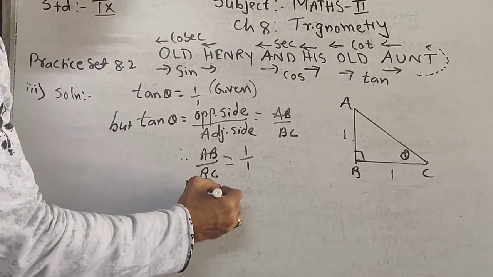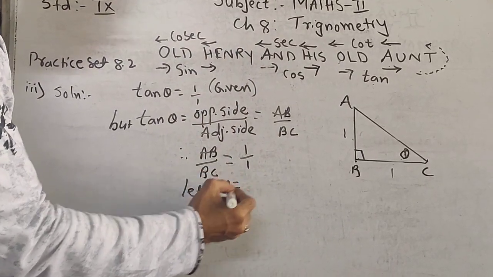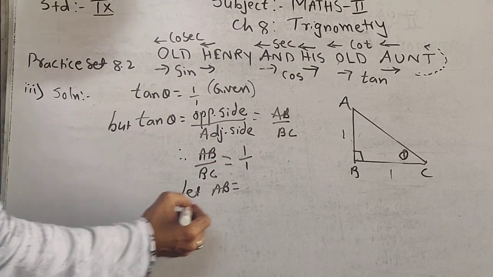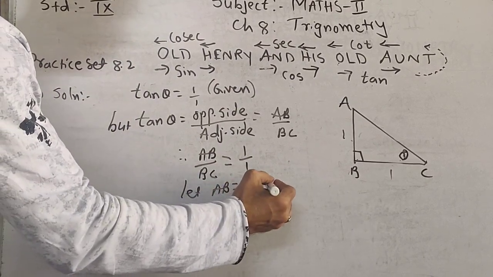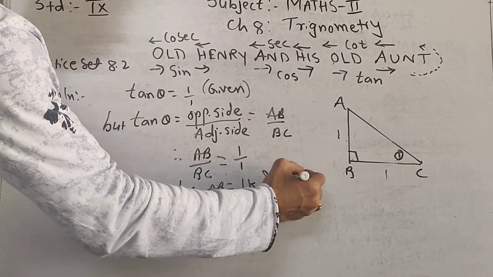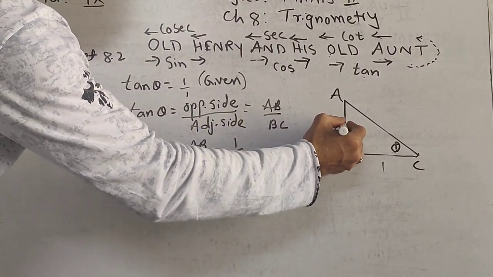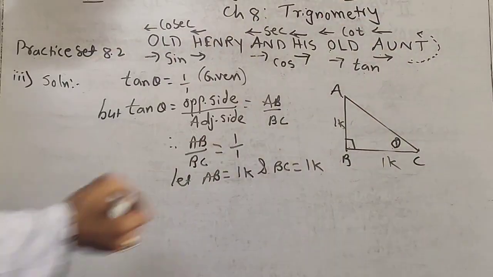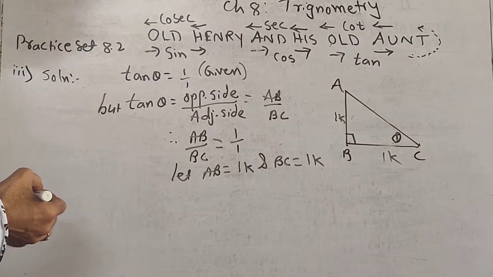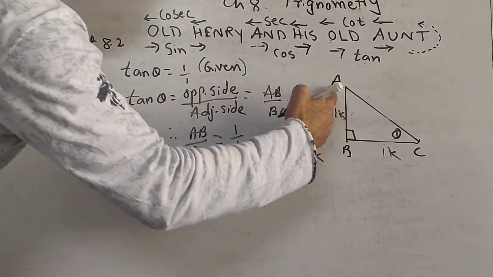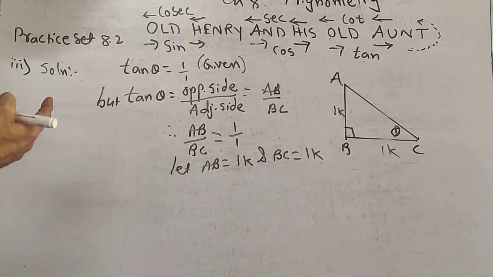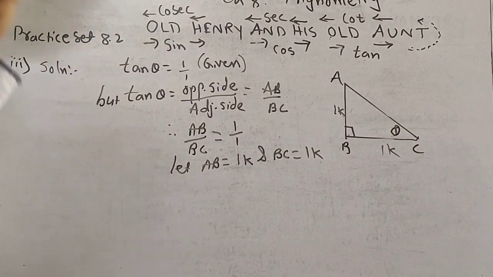Let AB is equal to 1k and BC is equal to 1k. We have to assume in k. Okay. Now after assuming in k, you have to find out now AC. Third value you have to find out with the help of Pythagoras theorem.